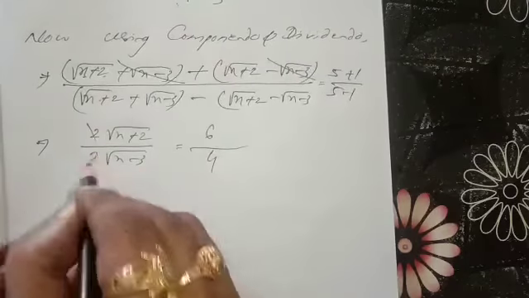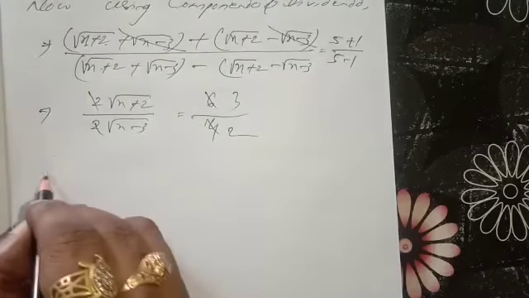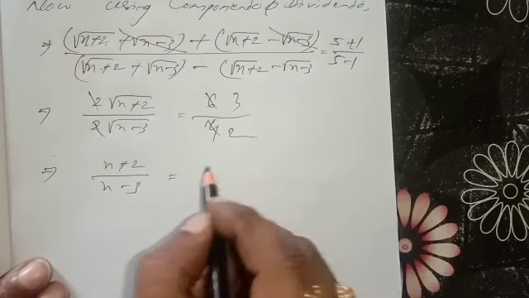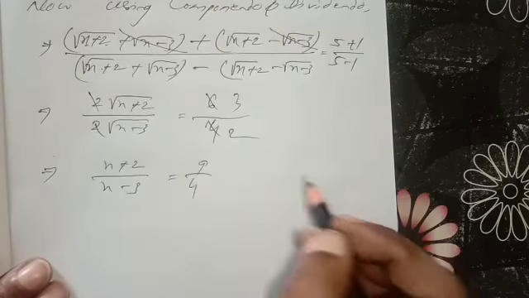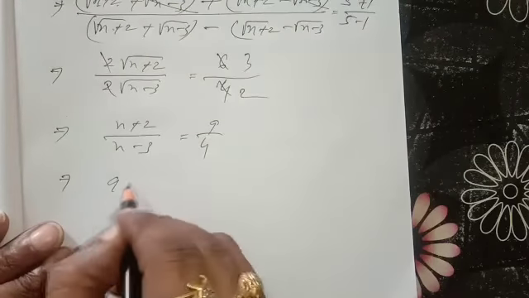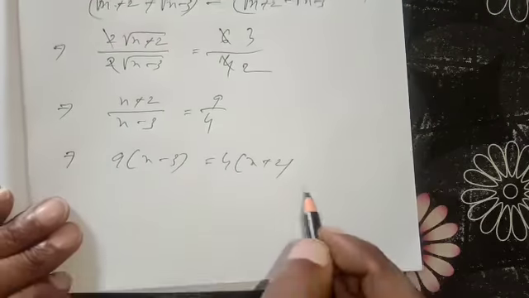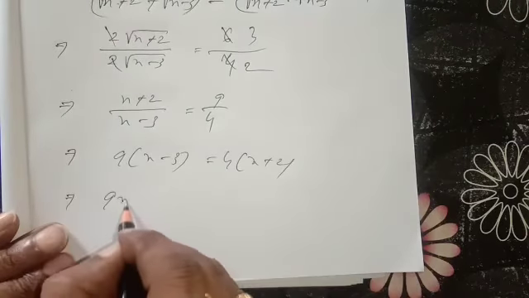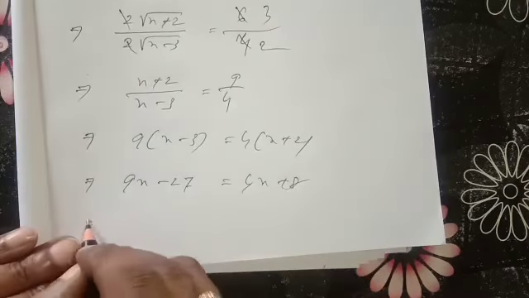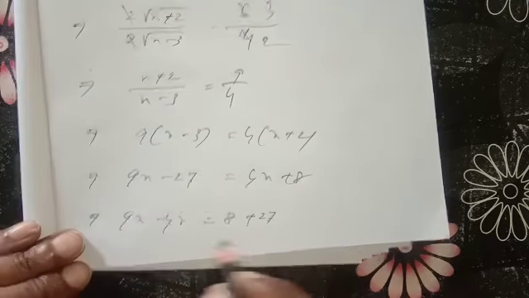After that, 2 cancels: 2 threes are 6, 2 twos are 4. Squaring both sides, this will be (x+2) by (x−3). If you square both sides, this will be 9 by 4. After that the cross multiplication is there. This is 9 whole into (x−3) and 4 whole into (x+2). Finally, how much are you getting? 9x minus 27, just open the bracket, equal to 4x plus 8. Now 9x minus 4x is equal to 8 plus 27.